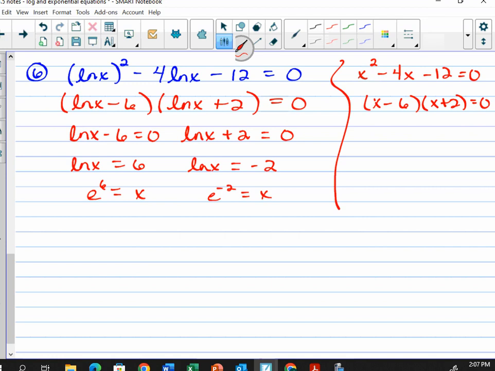Guys, neither of those numbers are negative. Okay, e to the negative 2, that's just a fraction, right? But neither of those are negative numbers, so they both work. So those are your answers. Again, you have to be able to convert from a log to an exponential. Solving doesn't really go so well if you can't do that. Anybody questions on that one?